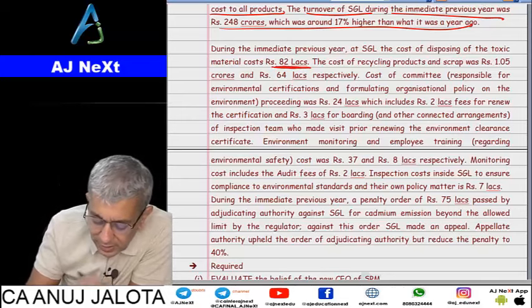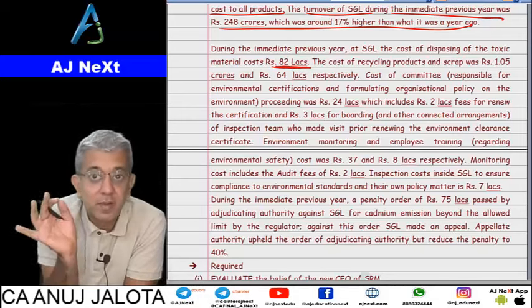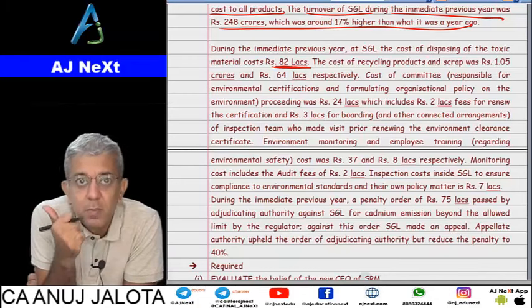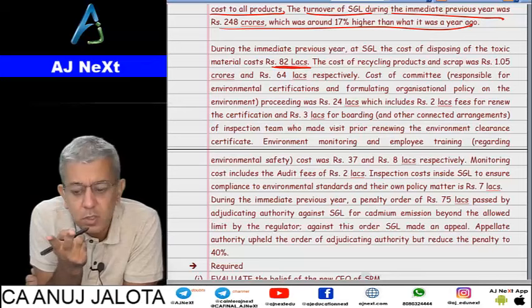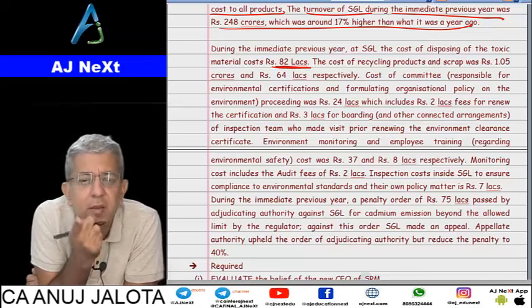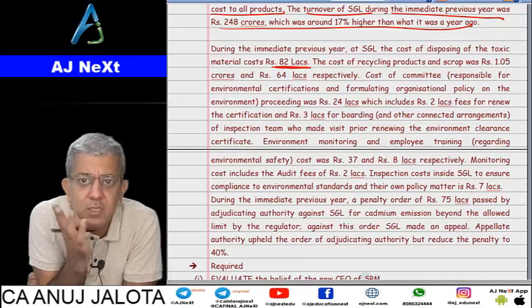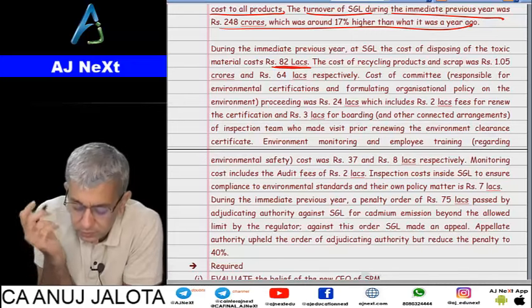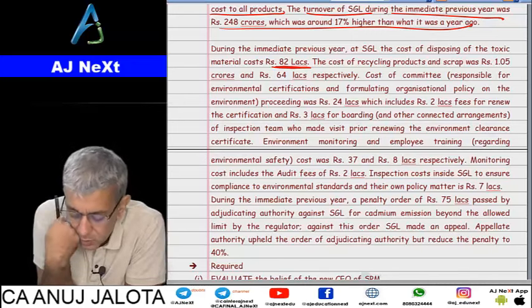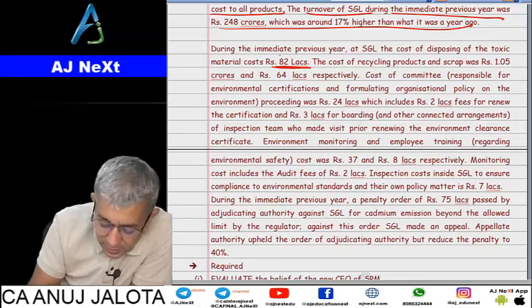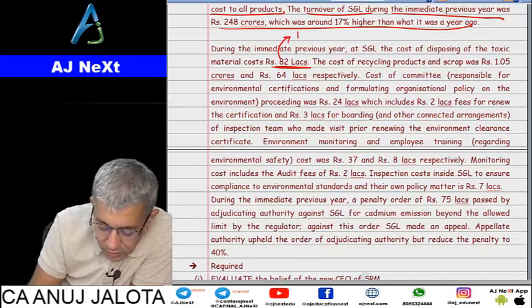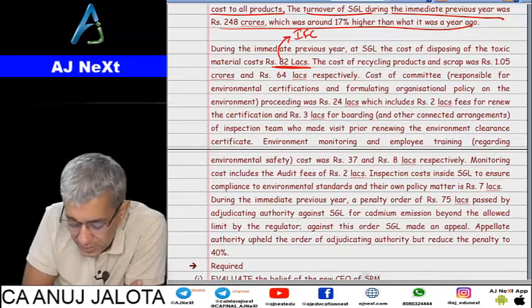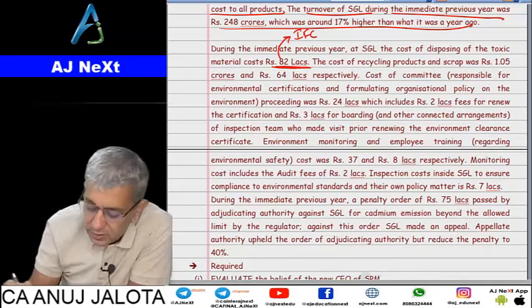Now, one thing that I'm going to be doing, listen: whenever I'm reading any cost now, I would like to classify this cost into prevention cost, appraisal cost, environmental internal failure cost and external failure cost. So that is whatever I'm going to be doing right now. So disposing of the toxic material, beta, this is internal failure cost. The cost of recycling products was 1.05 crores.